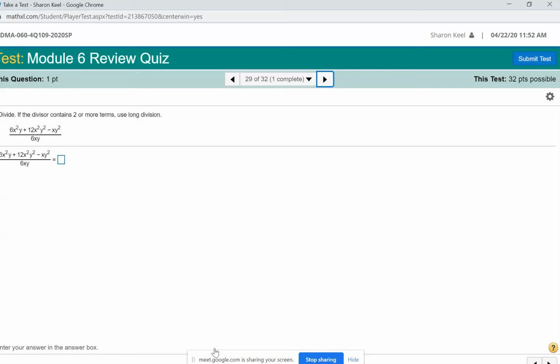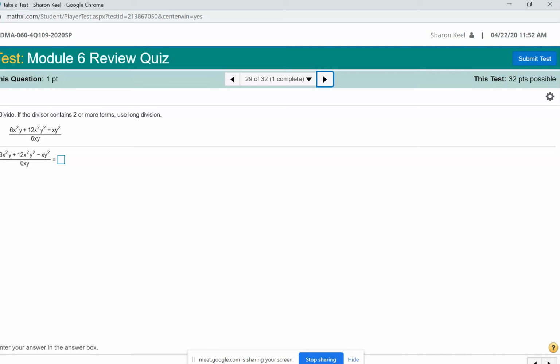A division. Divide. If the divisor contains 2 or more terms, use long division. Now the divisor is only one term, 6xy, so we're going to use that and put it directly under each term. So first I'm going to write it just as I see it, okay?